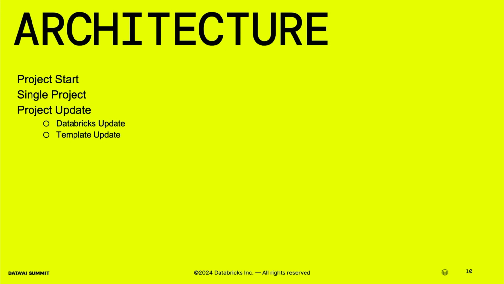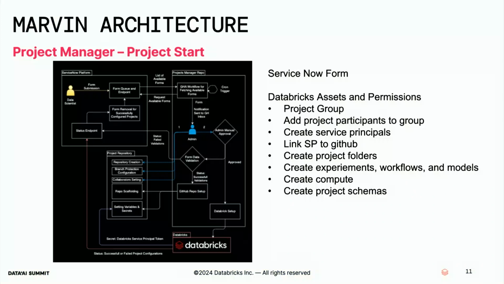Okay. Quickly, I want to touch on the architecture. Jonathan's going to be doing a full walkthrough of this architecture, so I just want to go through this relatively quickly. The three main pipelines are: our projects start. Once the project is started, we have an instantiated single project. And then once that project is going, people will want to update aspects of that, and that will be the Databricks piece. And then also, they might want to update the Python package associated with that project, and that would be the template update.